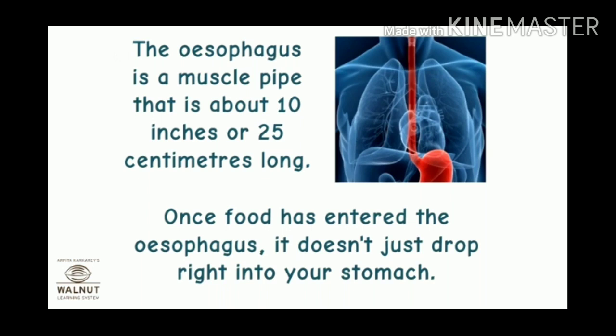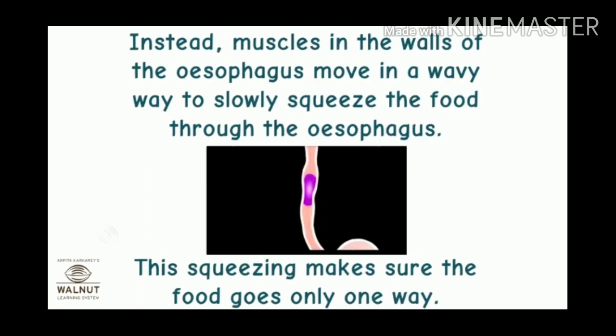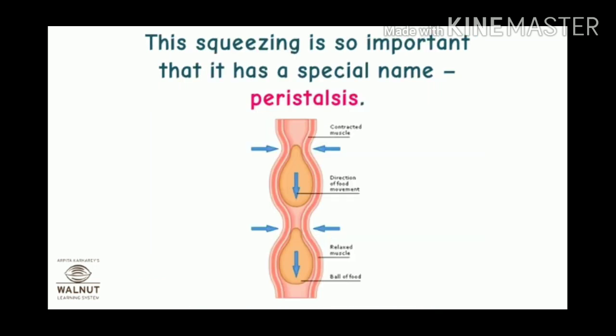Once food has entered the oesophagus, it does not just drop right into your stomach. Instead, muscles in the wall of the oesophagus move in a wavy way to slowly squeeze the food through the oesophagus. This squeezing makes sure the food goes only one way. This oesophagus does not have any enzyme.